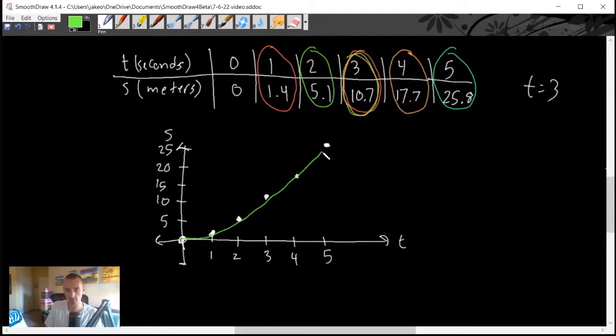We should get something that is probably kind of close to a smooth curve at least. And we don't necessarily know that it keeps going like this, but we can assume that it keeps going in that direction. It really doesn't matter, because what we're looking for is the instantaneous velocity at t equals 3.